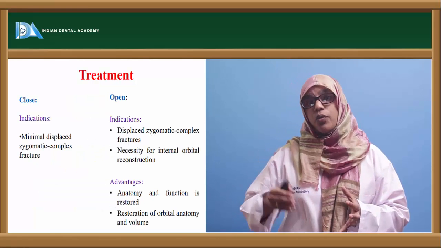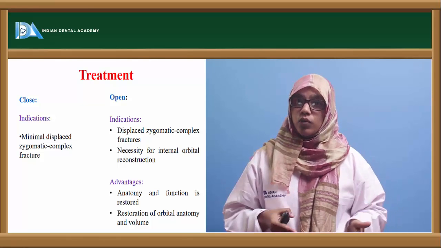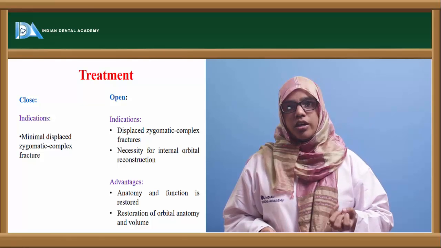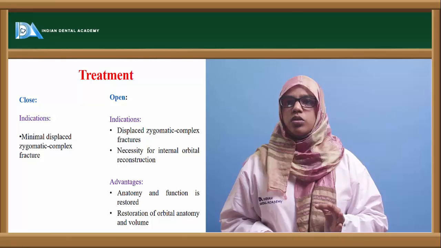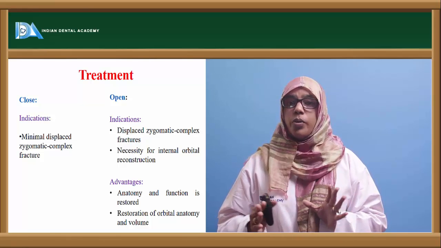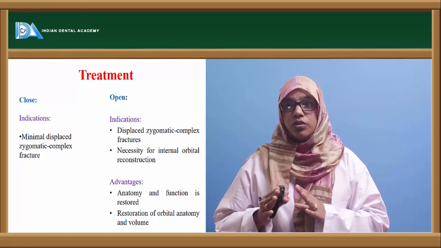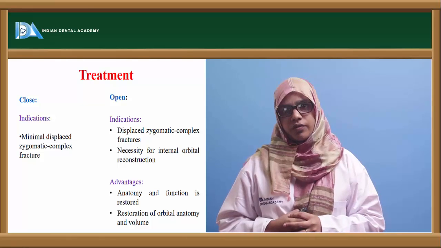Okay, now when do you have to treat the fracture? When you're treating, it could be just closed reduction or open reduction internal fixation. Now, closed reduction is done in those cases where there is minimal displacement. So you just do a closed reduction and keep it. Open reduction is done in those cases where the displacement is marked, when you need to restore the orbital reconstruction. At that time we do open reduction internal fixation.